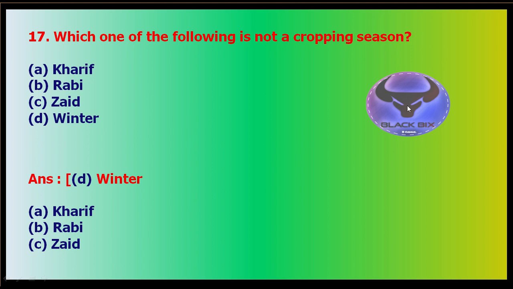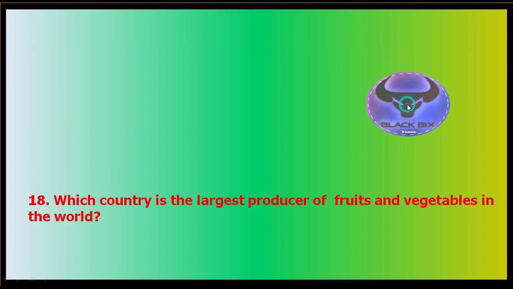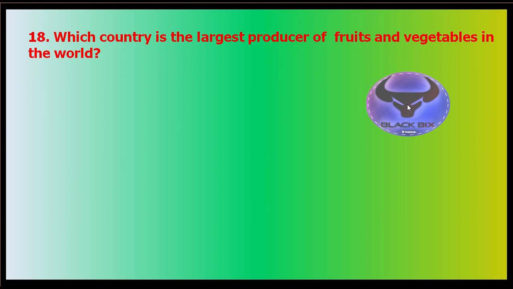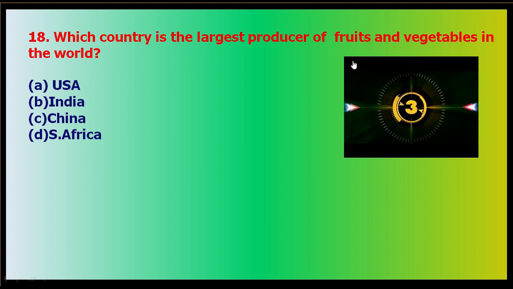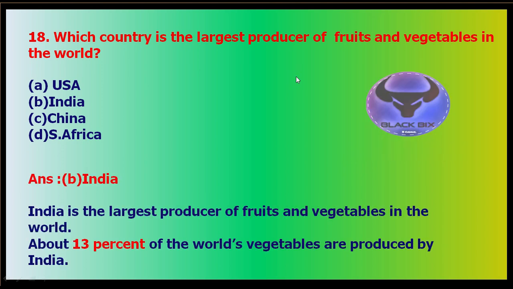Now next question is question number 18. Which country is the largest producer of the fruits and the vegetables in the world? Means in the horticulture, which country is the largest producer? And your options are USA, India, China, or South Africa. And your time starts now. Which is the largest producer of the fruits and vegetables? So the correct answer is India. India is the largest producer of fruits and vegetables in the world, and about 13% of the world's vegetables are produced by India.